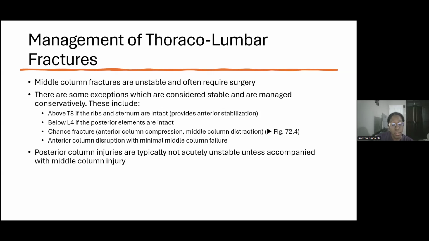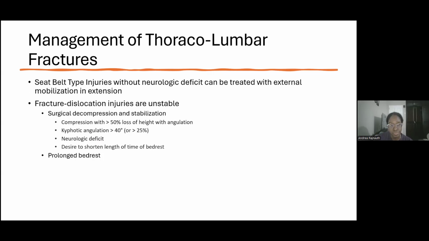Middle column fractures are unstable and often require surgery. There are some exceptions which are considered stable and managed conservatively: above T8 if the ribs and sternum are intact, below L4 if posterior elements are intact, a chance fracture, or anterior column disruption with minimal middle column failure. Posterior column injuries are typically not acutely unstable unless accompanied with a middle column injury.